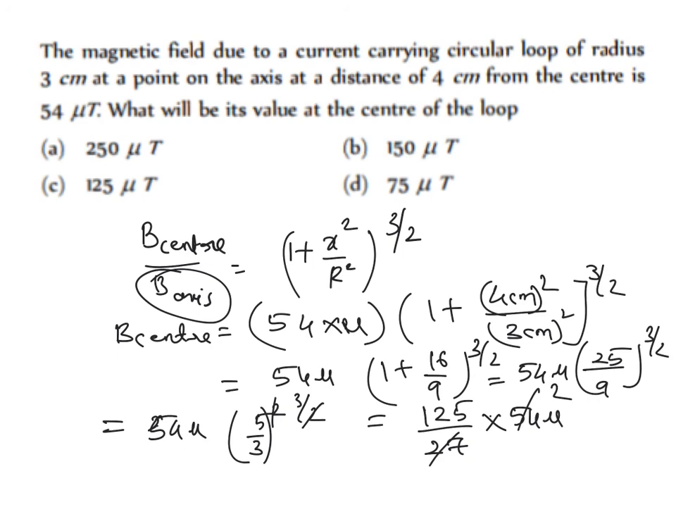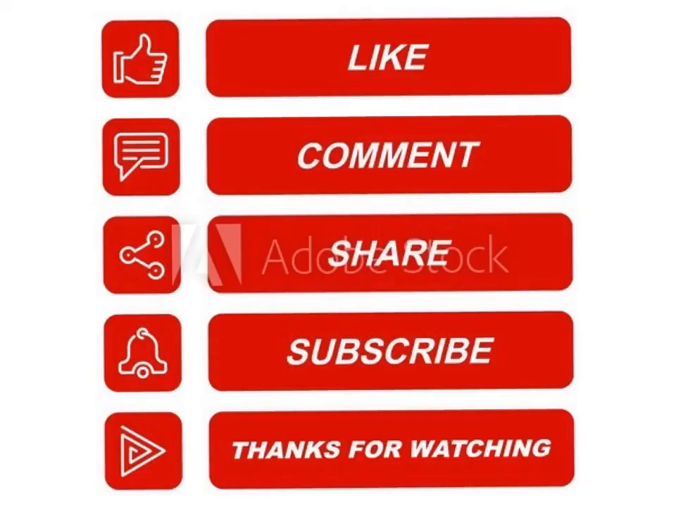So how much is it? 125 into 2, this is 250 microtesla, which is the right answer. 250 microtesla. Option A is the right answer for this particular question.